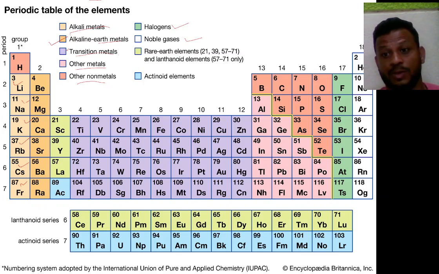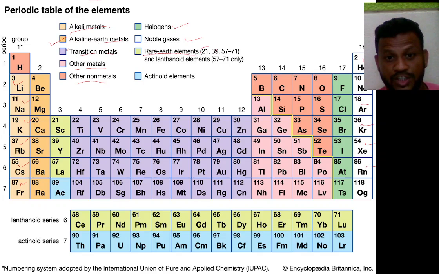Here we can see the noble gases or the inert gases: helium, neon, argon, krypton, xenon, radon. These all are the inert gases, we can say. And this is the rare earth element.